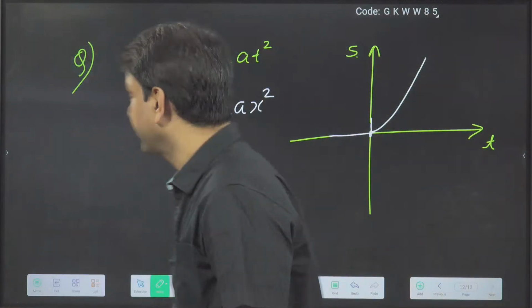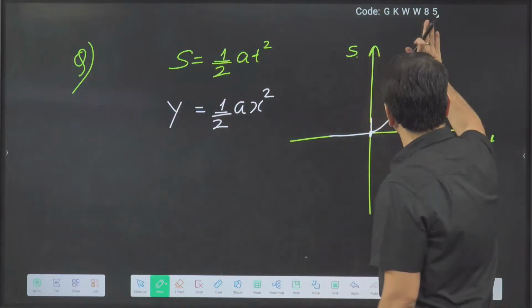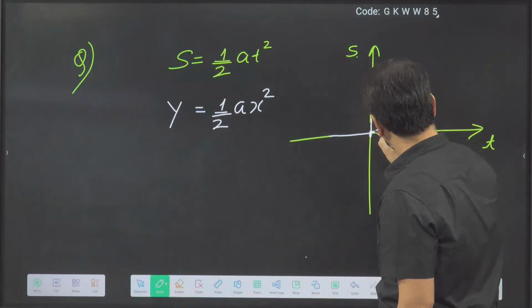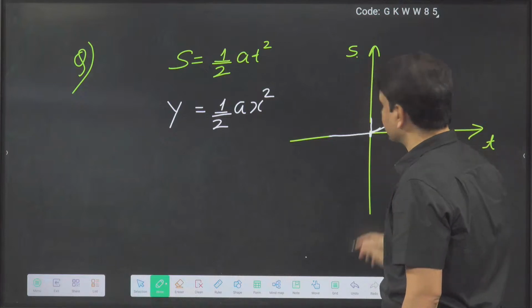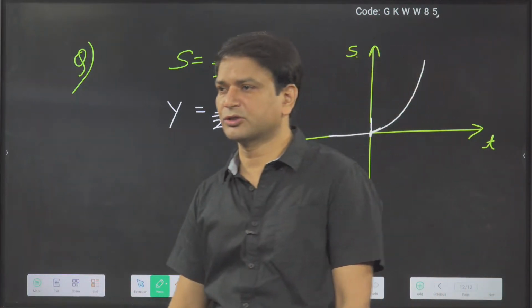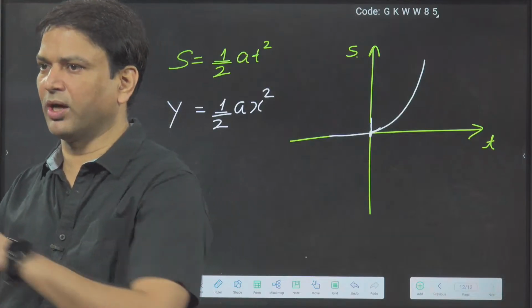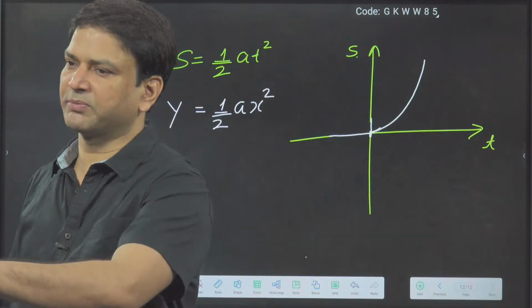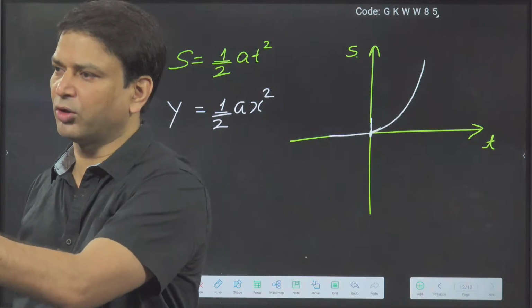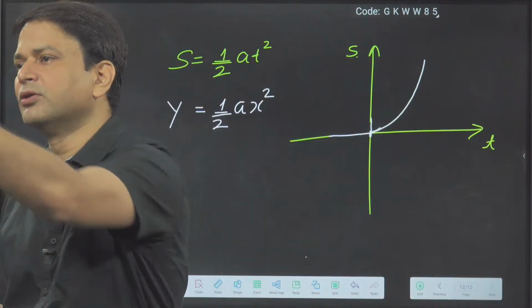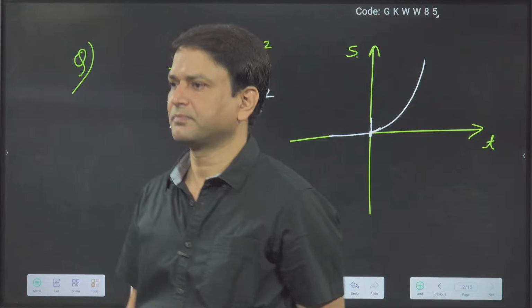Everybody got what I said? Understood or not? So first I decide the pattern, what we have learned in the parabola. After that, one thing we know is that time cannot be negative. So the negative part of the graph I remove. For the negative time, whatever graph I plotted, I remove. So this is the ST graph.